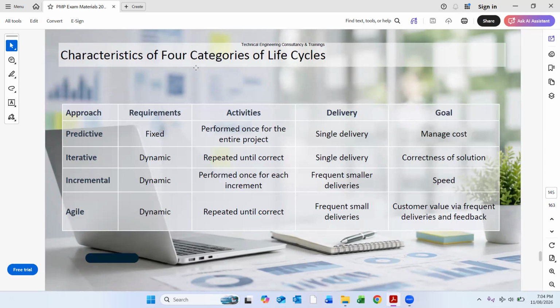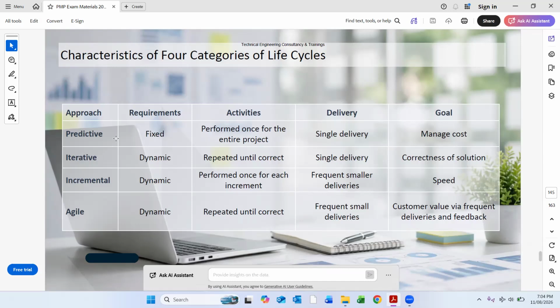So, characteristics of four categories of life cycles. We will discuss the predictive life cycle, iterative life cycle, incremental life cycle, and agile life cycle. What are the major differences in these life cycles? In predictive, the requirements are fixed. We have a fixed scope. We know what our scope is.